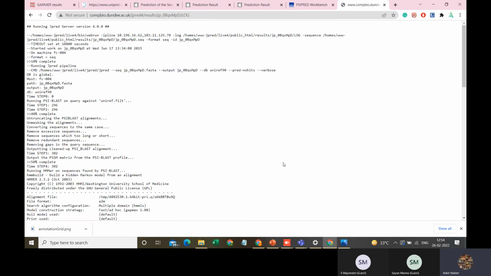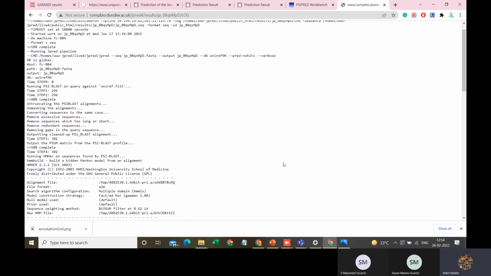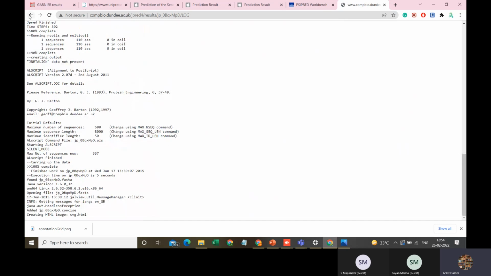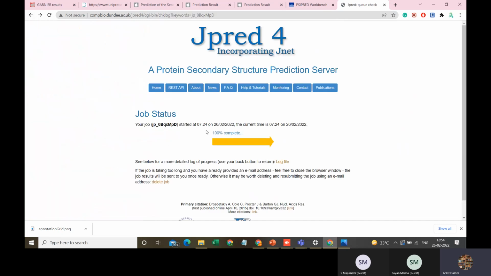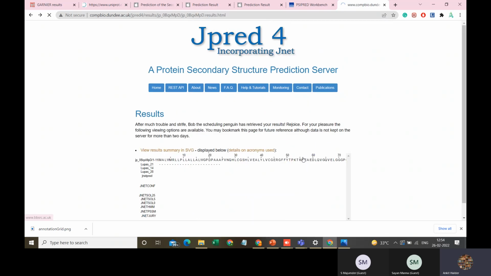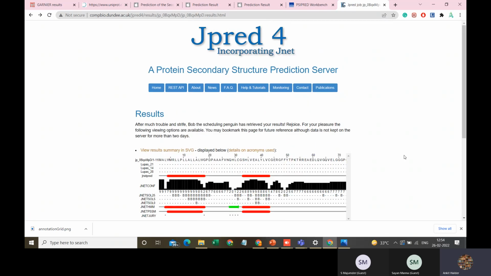You can see the log files also, showing what is happening at the current stage. The different jobs finished. Now here you can see the result.